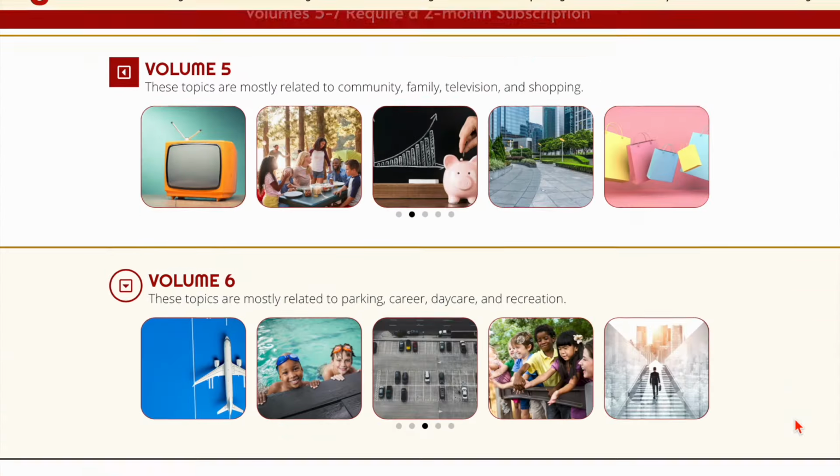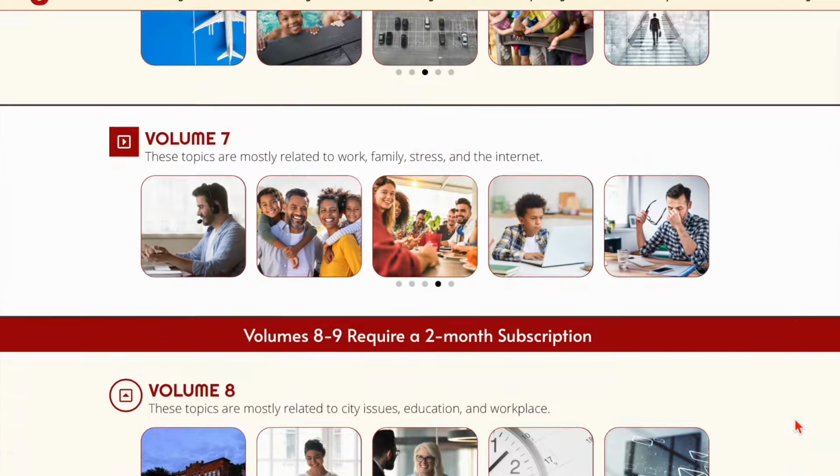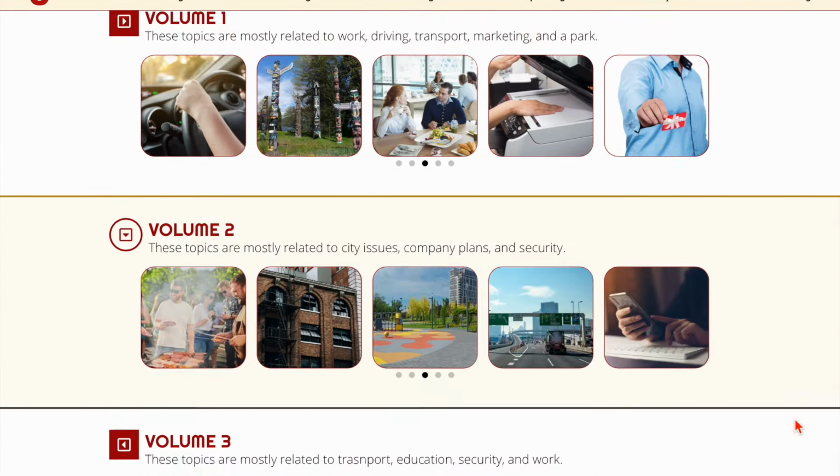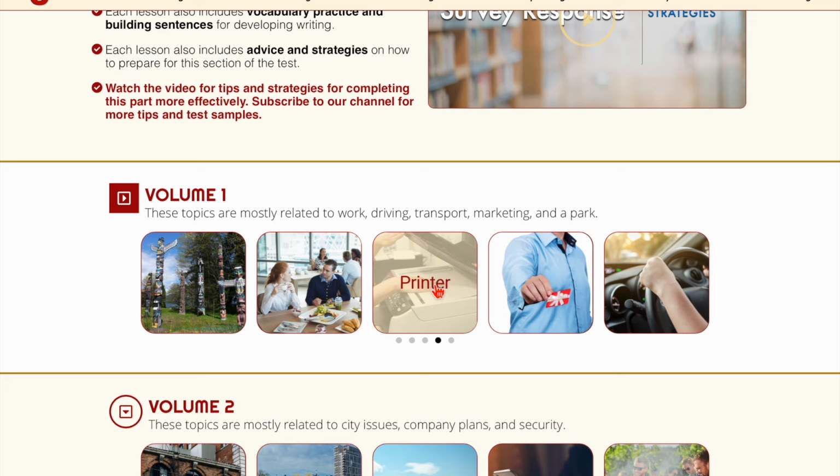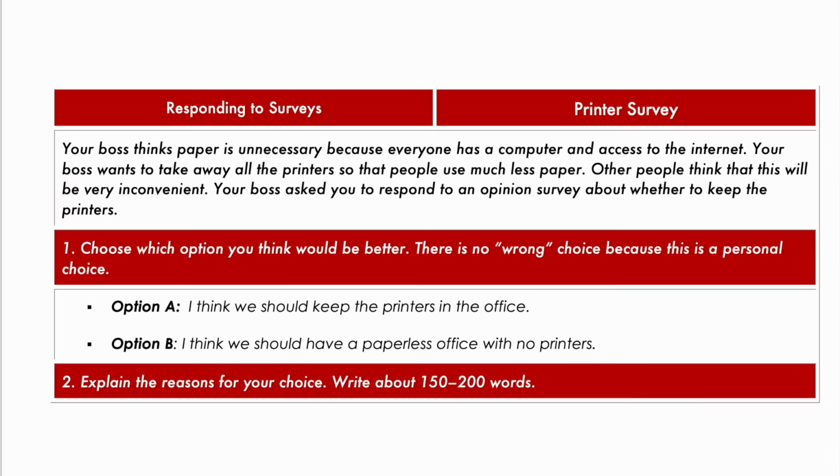analysis from volume number 1, printer. Okay? So let's read. Your boss thinks paper is unnecessary because everyone has a computer and access to the internet. It's kind of true, maybe.